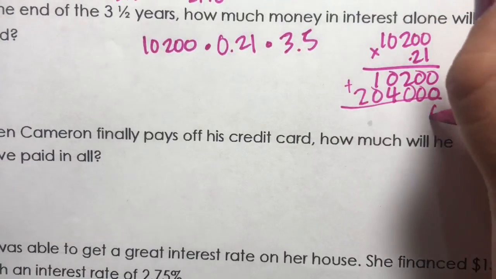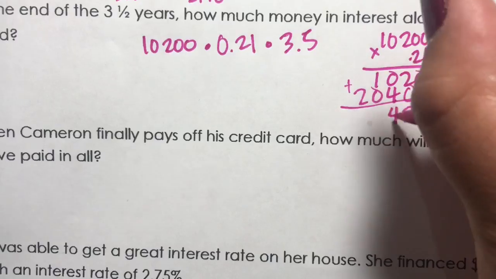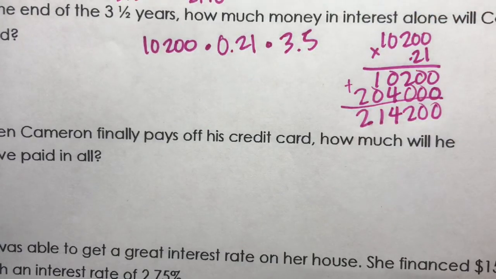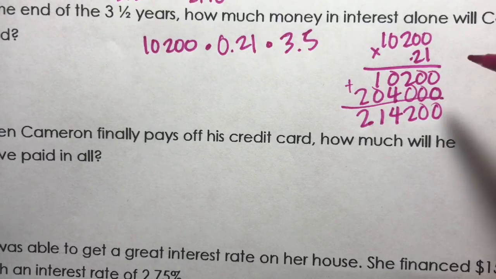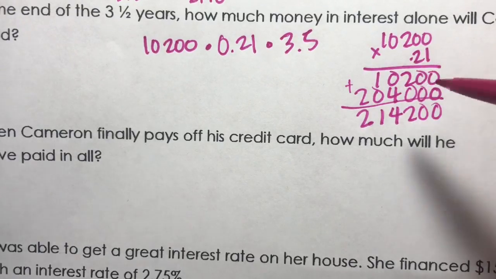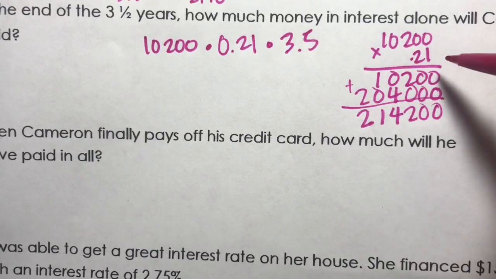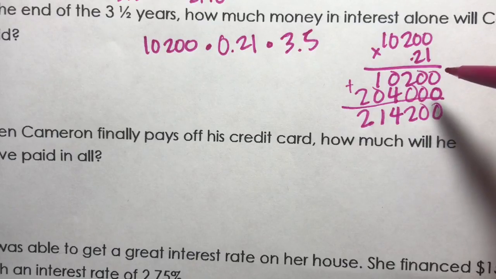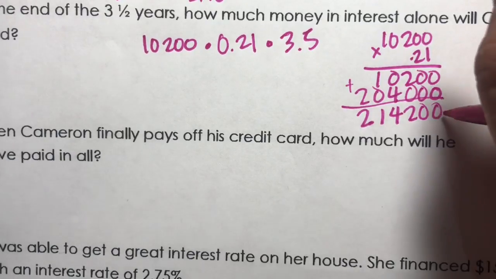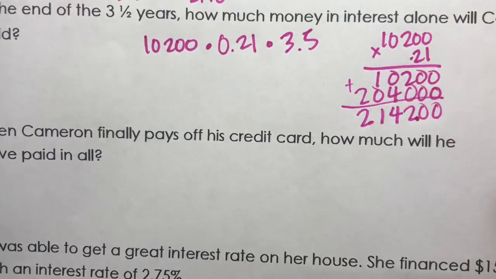Add them all up, and we get 214,200. But remember, we need to put our decimals, and this is something I'm noticing you guys are forgetting sometimes. If you're multiplying a decimal, you don't just stop there. We have to check how many place values are behind the decimal. In this case, it's 2, so we have to count off 2 to the left. So 1, 2, and we put our decimal there.